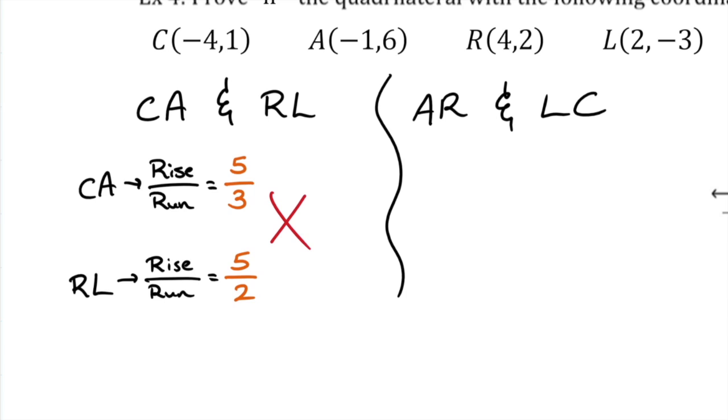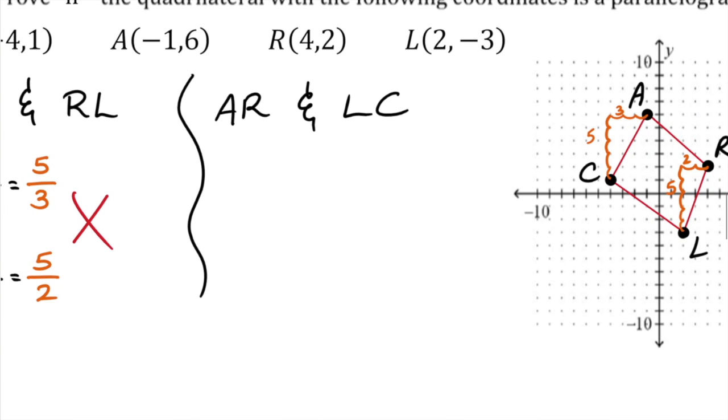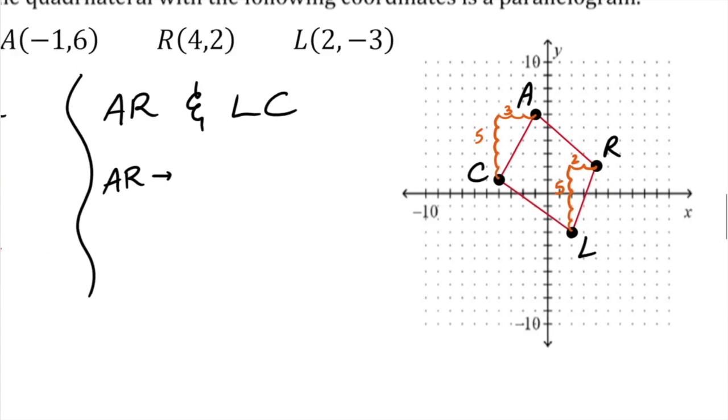If we're trying to prove whether or not this is a parallelogram, that's enough. We know that they're not going to have parallel opposite sides. We can actually just leave the problem there. But just to practice a little more with rise and run, if you're feeling a little off about it, let's talk about the other pair of sides as well. To go from A to R, let's take a look at that one.